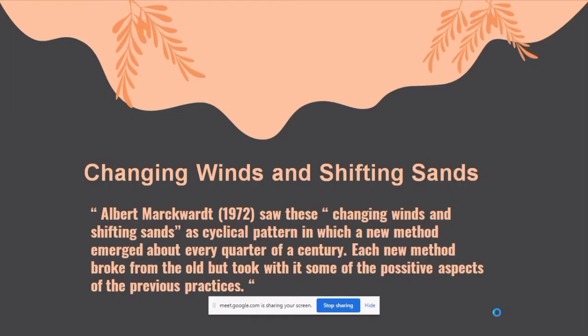Next, changing winds and shifting sands. Albert Marckwardt, 1972, saw this as a cyclical pattern in which a new method emerged about every quarter of a century. Each new method broke from the old but took with it some of the positive aspects of the previous practices.